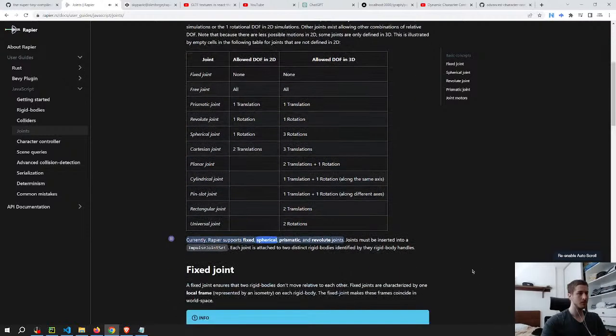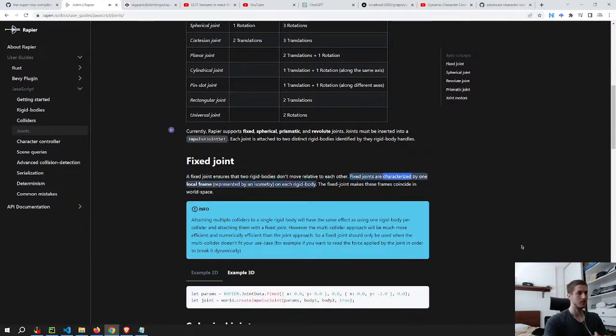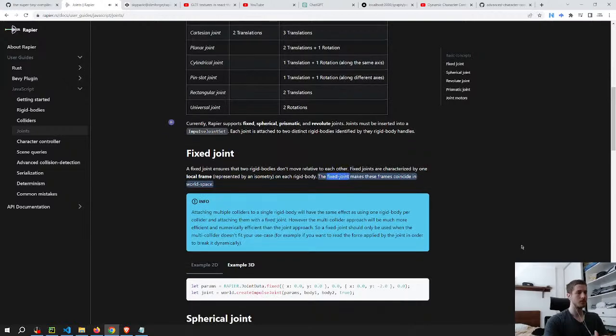Currently, Rapier supports fixed, spherical, prismatic, and revolute joints. Joints must be inserted into the impulse joint set. Each joint is attached to two distinct rigid bodies identified by the rigid body handles. Fixed joint: a fixed joint ensures that two rigid bodies don't move relative to each other. Fixed joints are characterized by one local frame, represented by an isometry, on each rigid body. The fixed joint makes these frames coincide in world space.